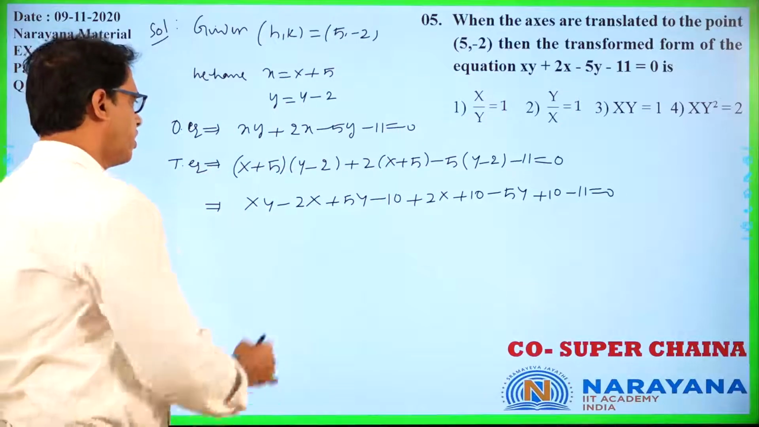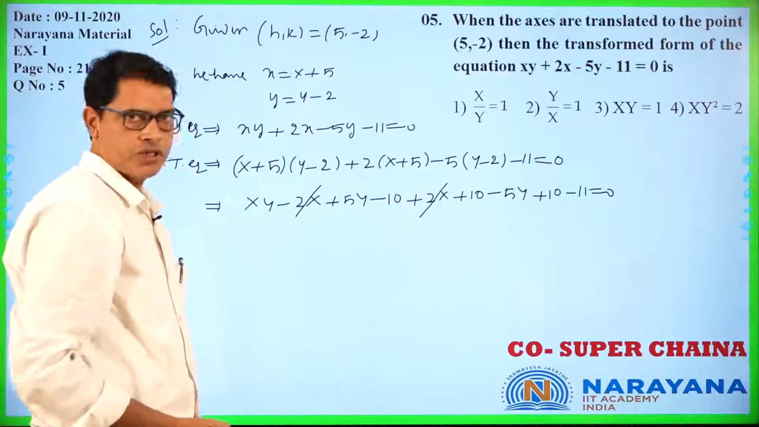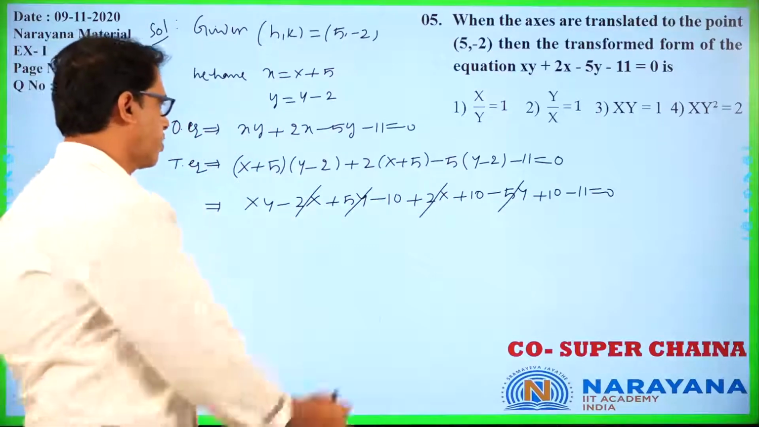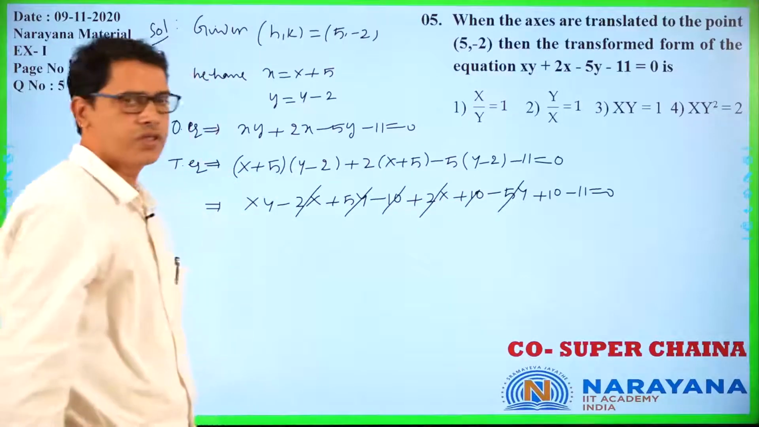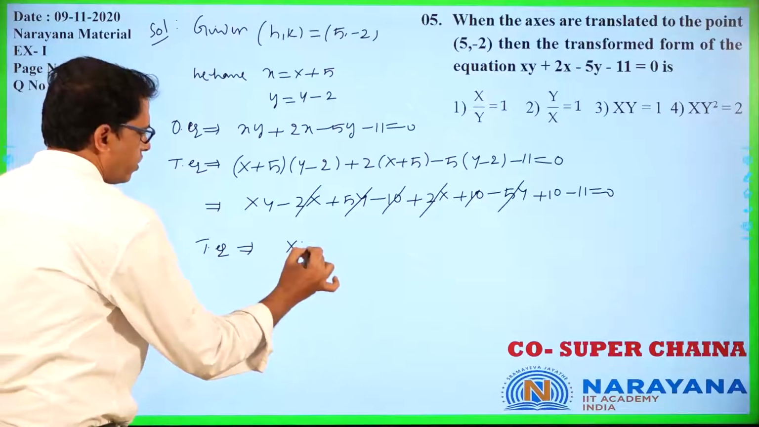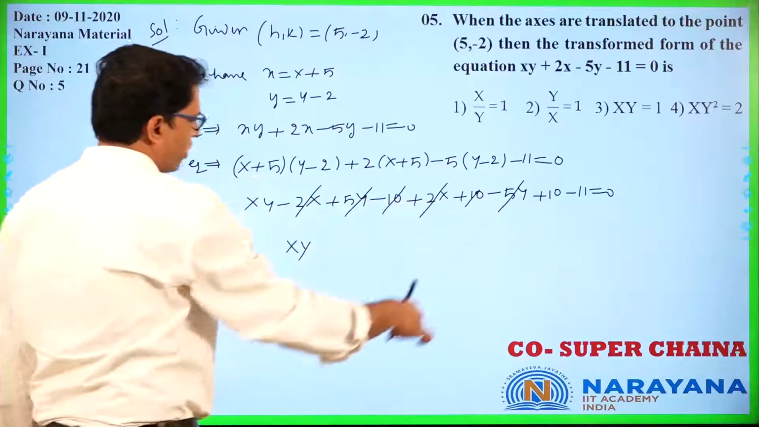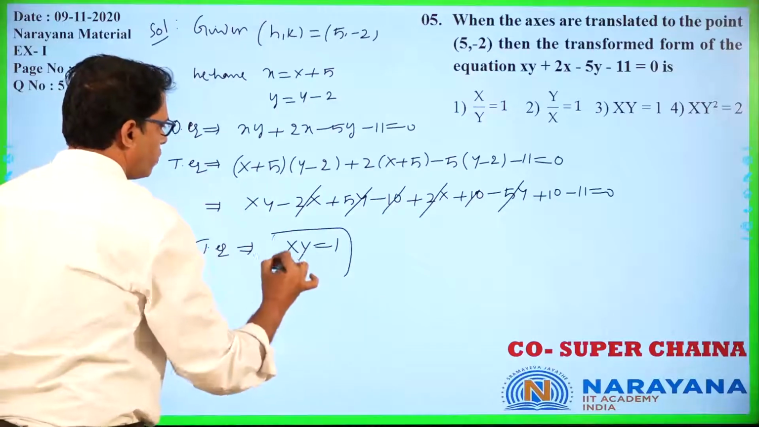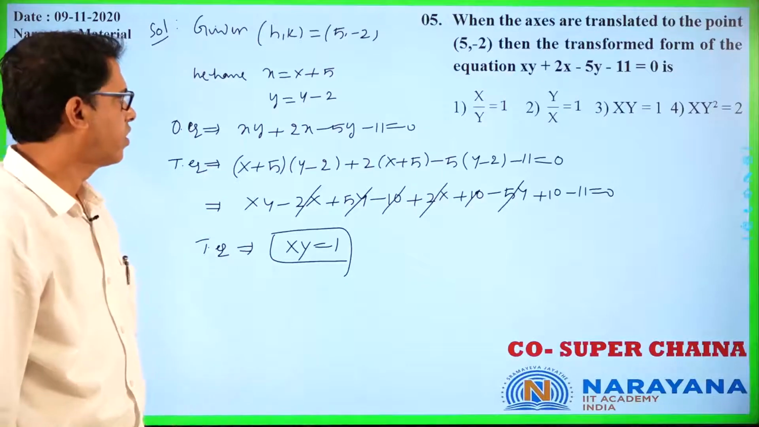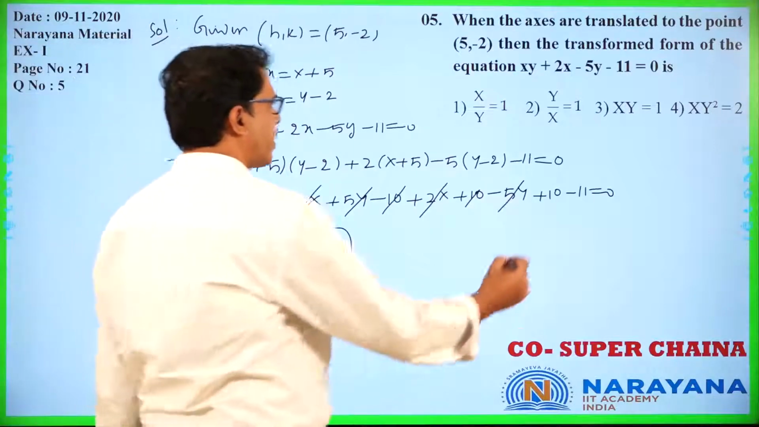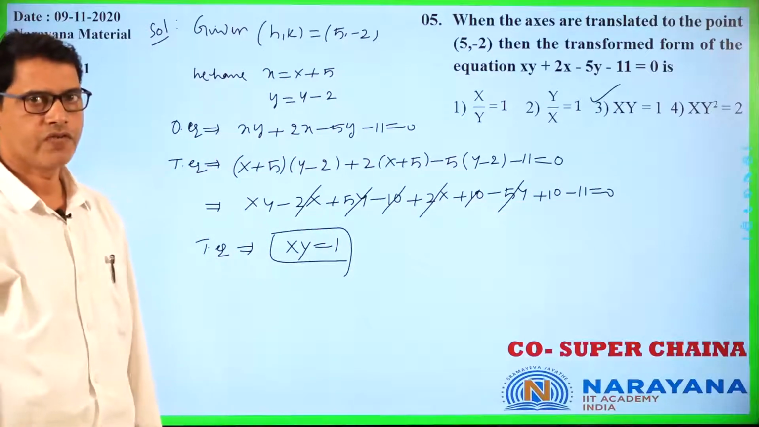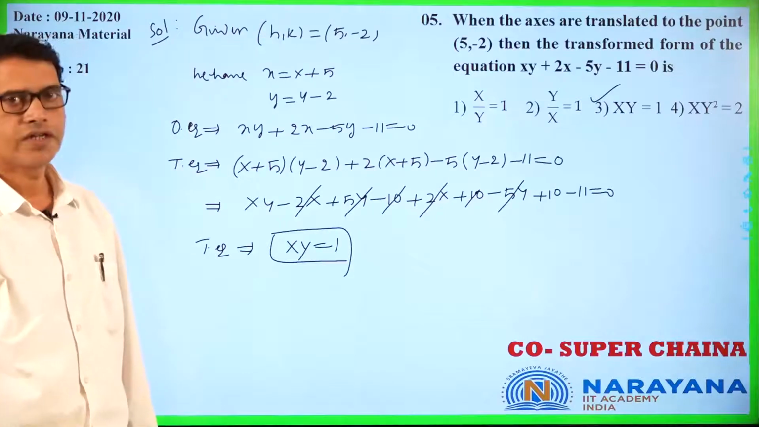Here again you see the x terms cancel out and the y terms also cancel. Now what are we left with? Minus 10 plus 10 also cancel out. So the transformed equation implies xy minus 1 equals 0, or xy equals 1. Again same as the previous. Check the answers: the third one is the right answer, xy equals 1. Then next one.